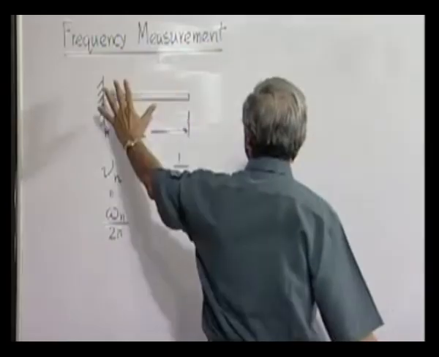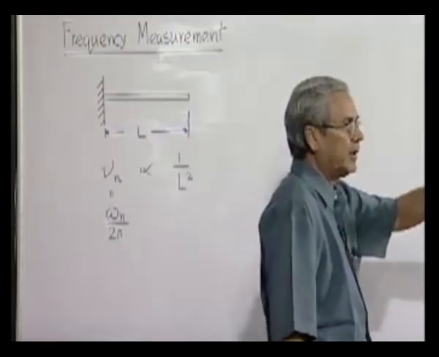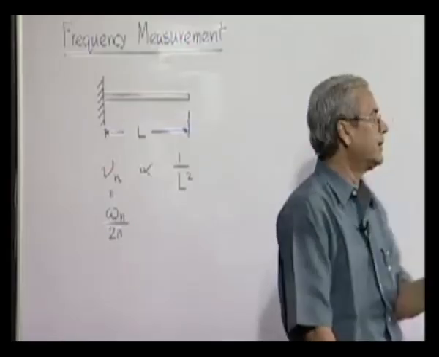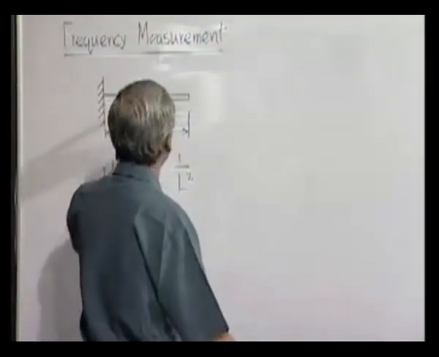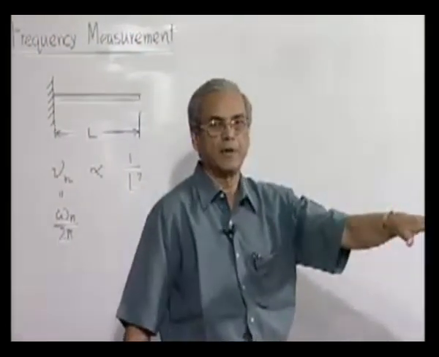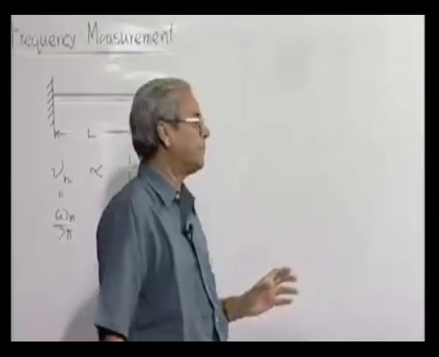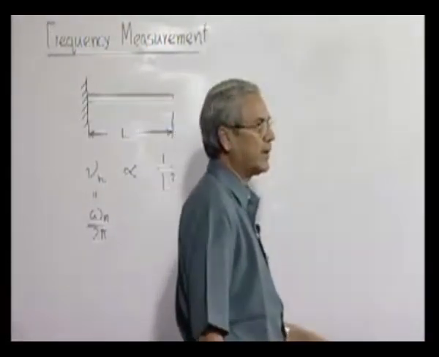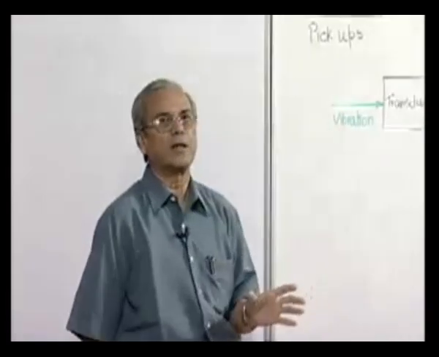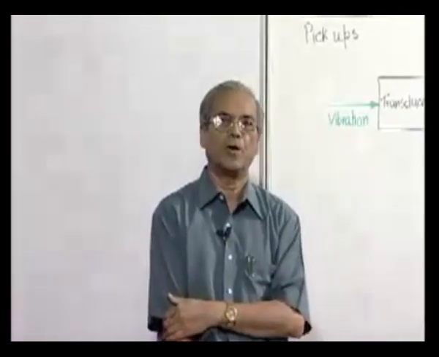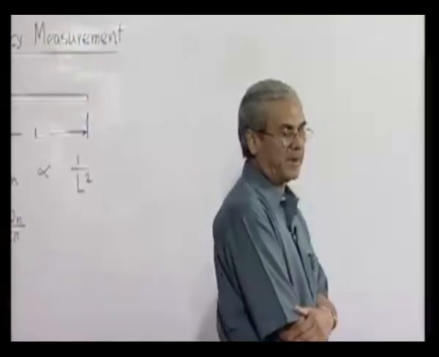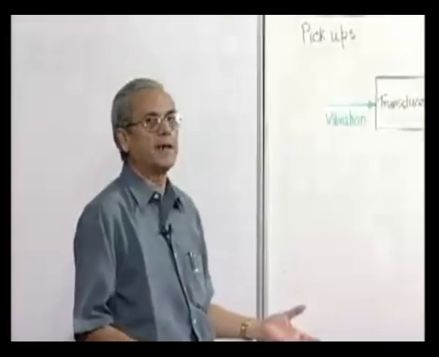If we attach this to the vibrating body, the vibration will be most severe only when the natural frequency of this matches with the actual vibration. And if we can somehow calibrate it, that means for what length, what natural frequency we get, then from that we can figure out what is the frequency of the object to which this has been attached or connected. So simply we will get natural frequency.